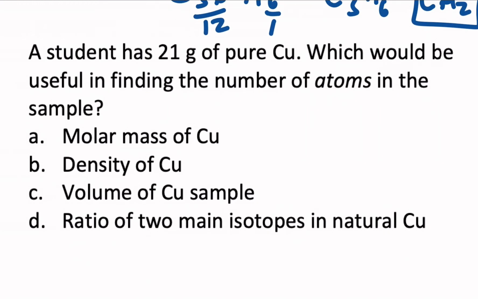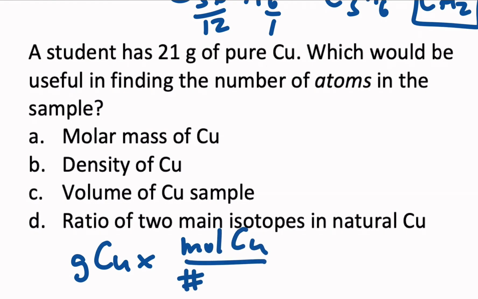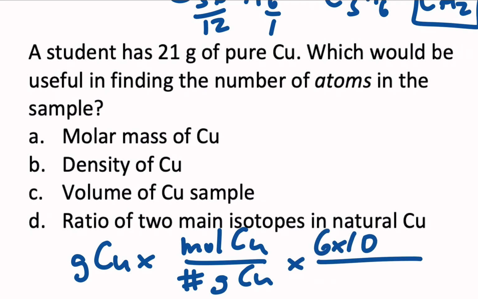Okay, next one. A student has a mass of pure copper. What's useful in finding the number of atoms of that copper? Well, your mass of copper could be turned into moles of copper based on its molar mass. I get that from a periodic table. And then if I wanted atoms, there's Avogadro's number of atoms. I'm just thinking about what I would have to do if I actually take some mass of copper.